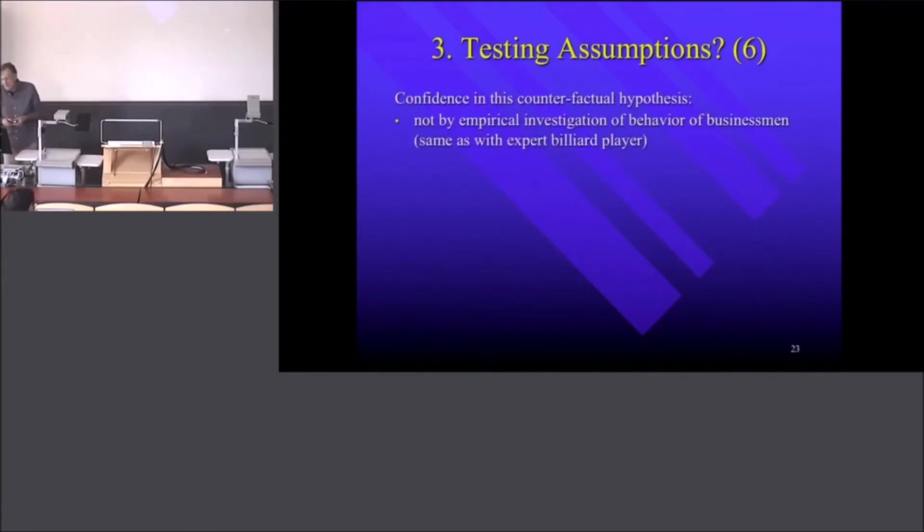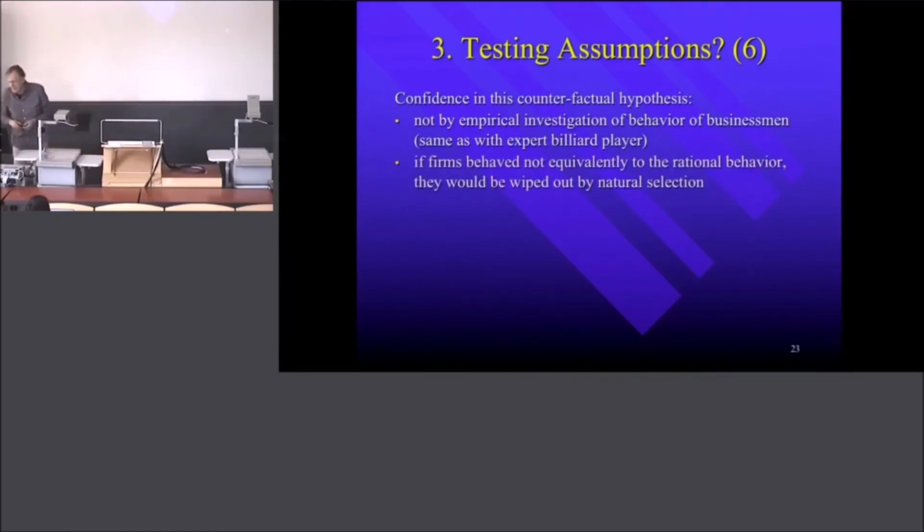Now, the confidence in this counterfactual hypothesis, namely that the firms calculate everything, is not based on empirical investigation of the behavior of business people. The same as with the expert billiard player. When you ask, how do you know that the behavior of the expert billiard player will be equivalent to someone who really calculates by solving the differential equations? You say, well, they're experts, and they will find the optimal solutions, and whatever way they do it, they will end up there. Otherwise, they wouldn't be the experts, because they would be selected out. And that's the same with the firms. It's not an empirical investigation that the most successful firms are pretty close to the optimal value in their pricing policies, whatever they do. Otherwise they find competition that is better than them, and then you get a process in which firms end up behaving at the maximum. If firms behaved not equivalently to rational behavior, they would be wiped out by natural selection.